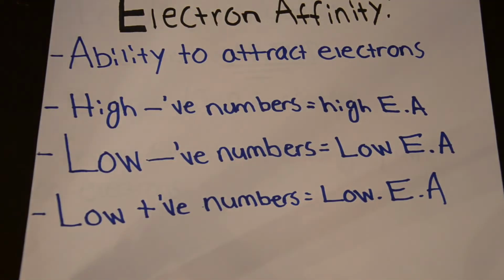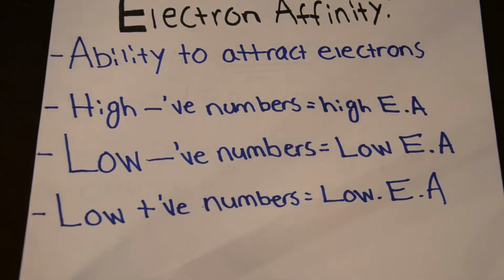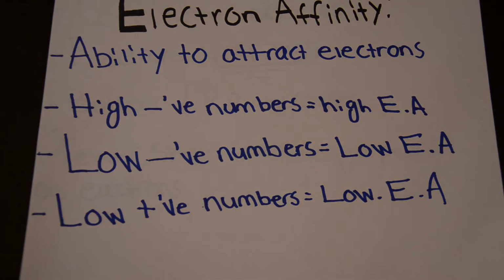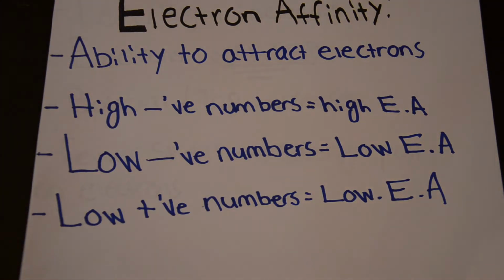Okay, let's talk about electron affinity. Electron affinity is the ability to attract electrons. High negative numbers equal high electron affinity. And what I mean by negative numbers is that when you move to the right side of the periodic table, the tendency to gain electrons increases.